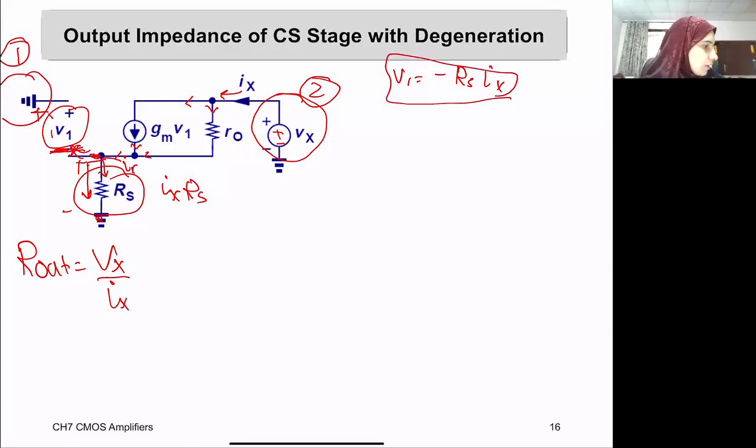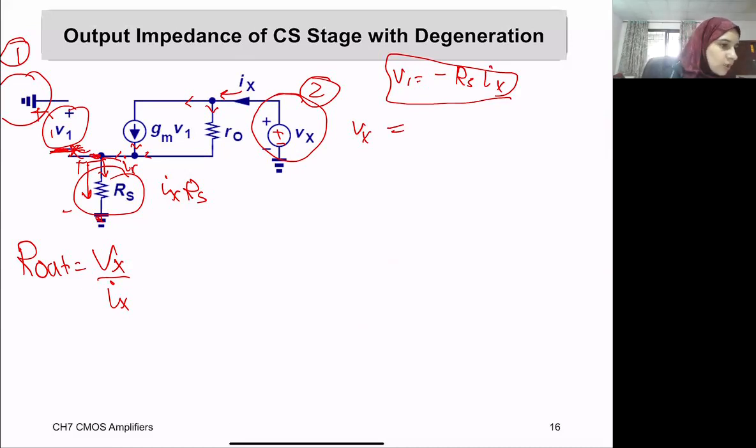Now, where were we? Yes. So what do we want to do now? We still want to find a relation between Vx and Ix. So first we wrote V1 equal to minus Rs times Ix. Now I want to see those two currents, what is the value of Vx? Vx is the voltage drop across this R out plus the voltage drop across Rs.